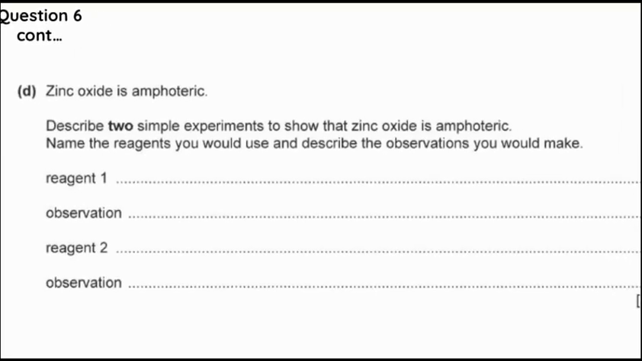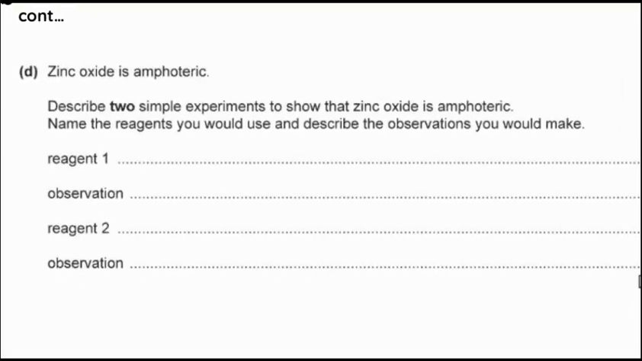So zinc is amphoteric. Describe two simple experiments that show that zinc oxide is amphoteric. Name the reagents you would use and describe the observations you would make. Well, we know that an amphoteric oxide acts as both an acid and a base. If you offer an amphoteric oxide an acid, it will behave as a base. If we offer it a base, it will behave as an acid.